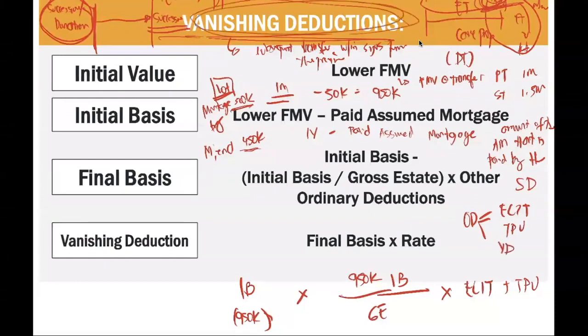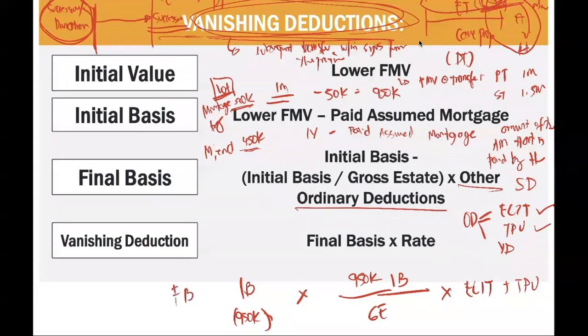Since we are computing now for vanishing deduction, what do we mean by other ordinary deductions if you have only three? Therefore, that is ELIT and TPU. That's why to compute for your final basis, that is equal to your initial basis multiplied by the proportion out of your ordinary deductions, ELIT plus TPU. And then we can now compute for your vanishing deduction.